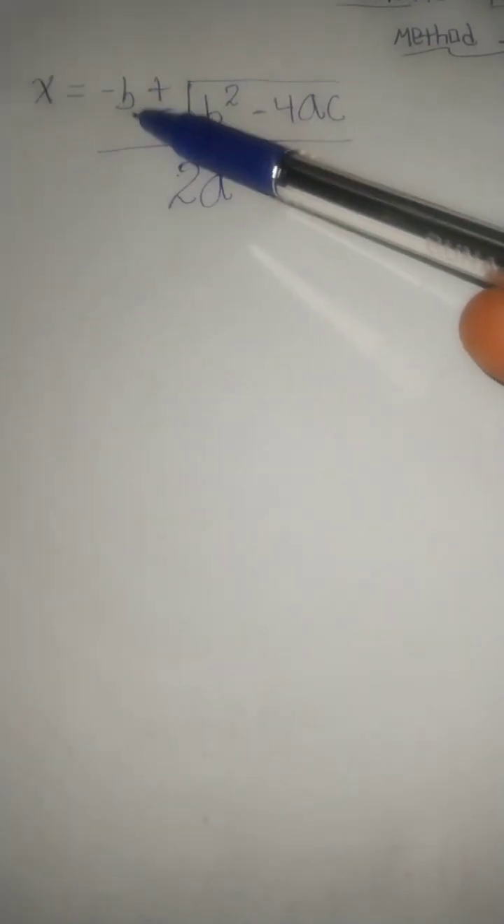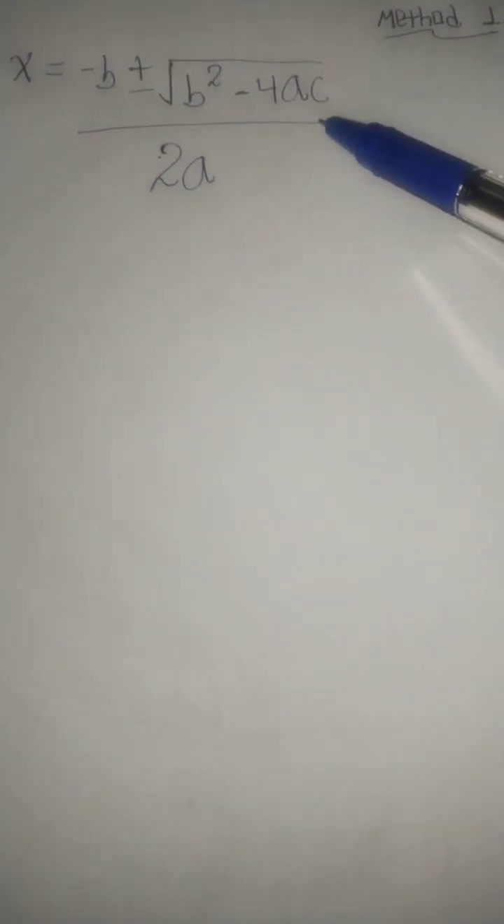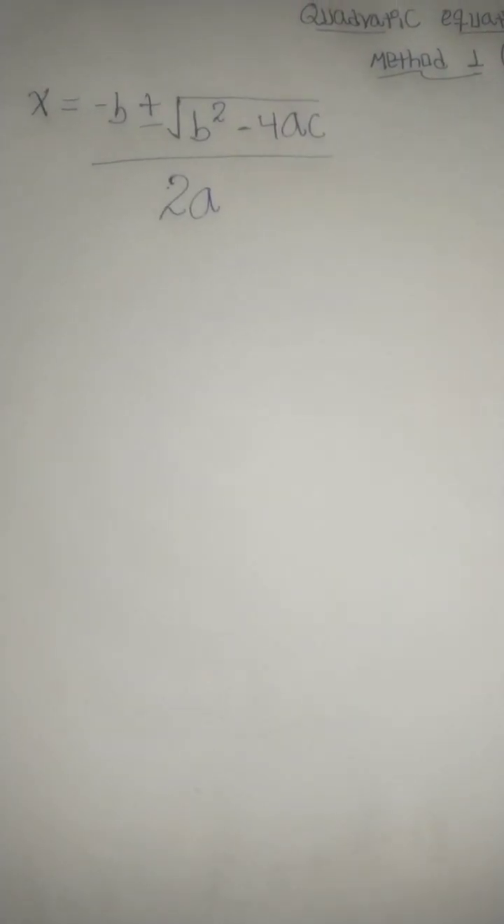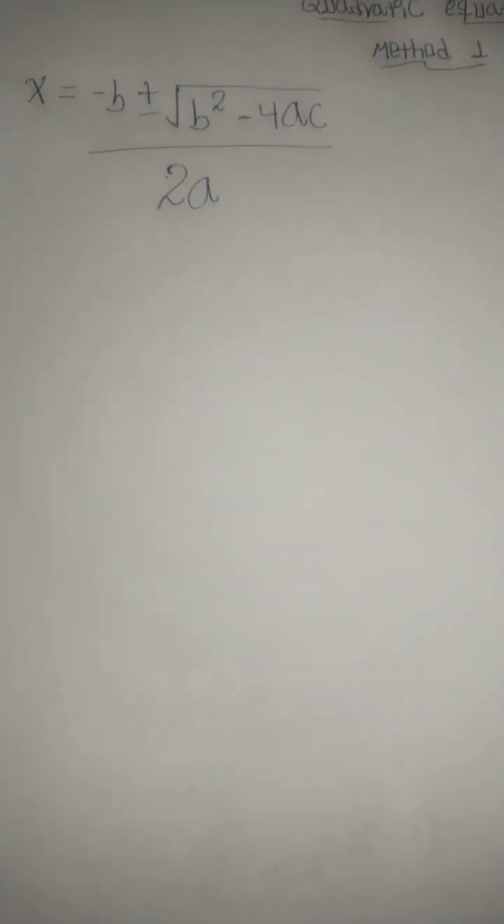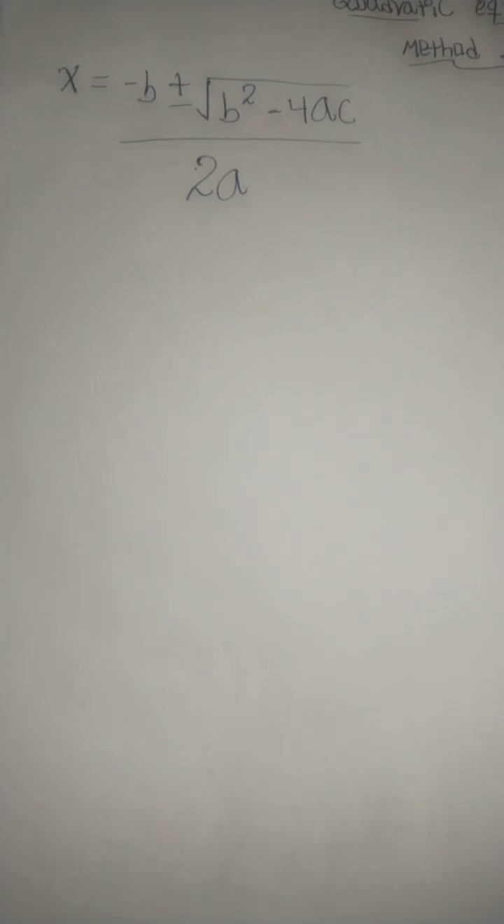So firstly, let's write our formula. The formula to calculate any quadratic equations is x equals negative b plus or minus the radical of b squared minus 4ac, over the whole 2a. This is the formula that we can use to calculate any quadratic equations. So let's try solving an equation using this formula.